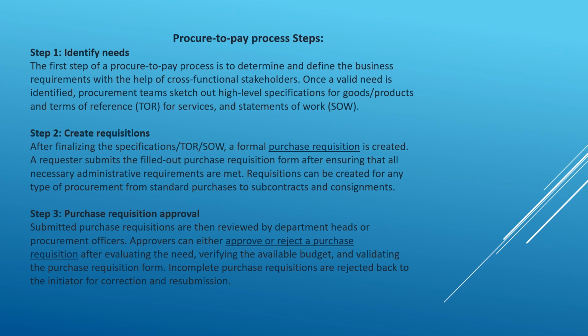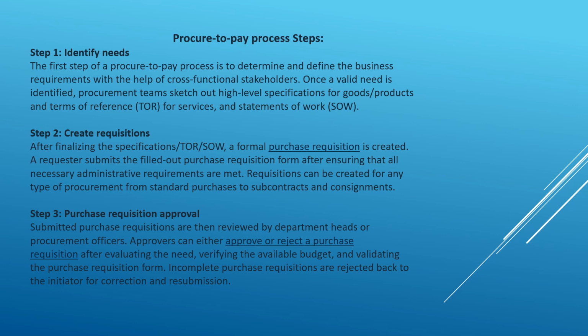Purchase requisition approval. Next, submitted purchase requisitions are reviewed by department heads or procurement officers. Approvers can either approve or reject a purchase requisition after evaluating the need, verifying the available budget, and validating the purchase requisition form. Incomplete purchase requisitions are rejected back to the initiator for correction and resubmission.